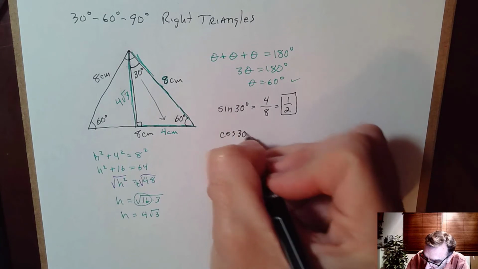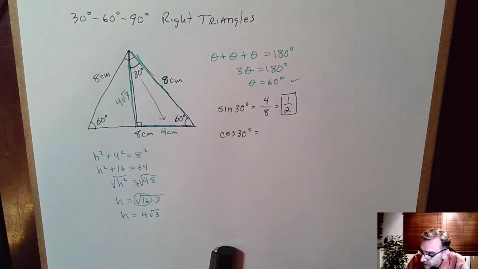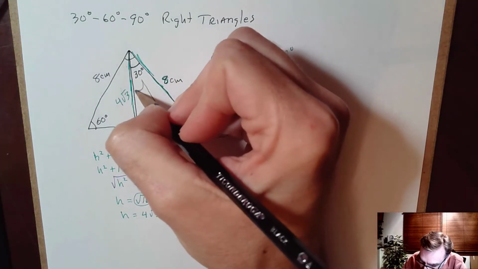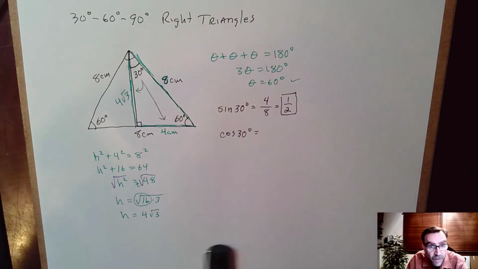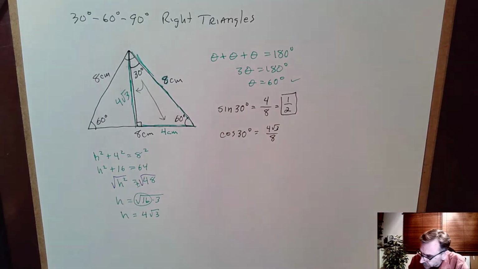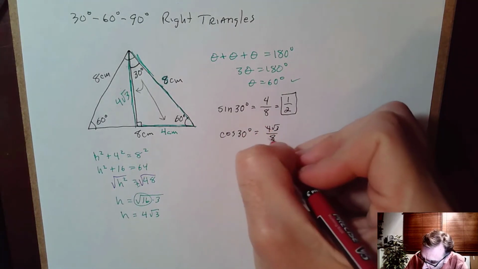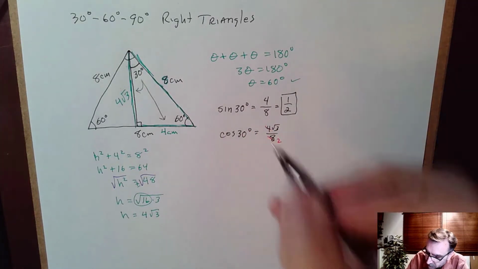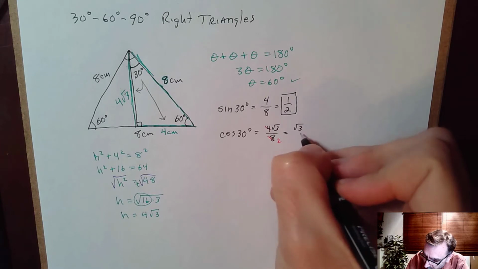Cosine of 30 degrees is defined to be side adjacent, which in this case is 4 root 3. And so I get 4 root 3 over 8. I have some cancellation. 4 goes into 8 twice, leaving me with cosine of 30 as square root of 3 over 2.